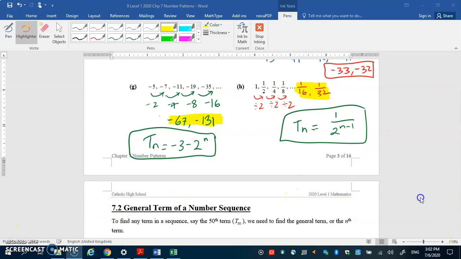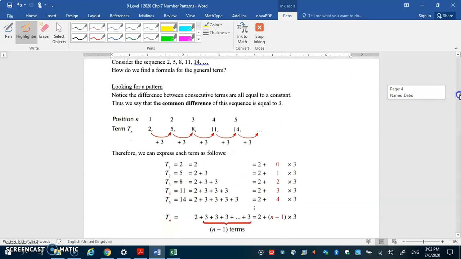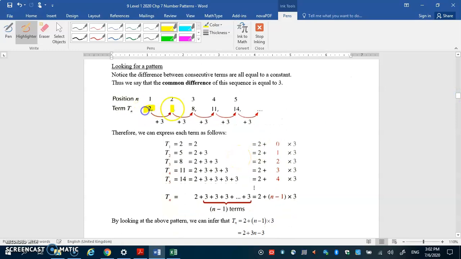Okay, let's go to page 4, which is actually covering the general term of a number sequence. So why do we need to find the general term? So that it's easier for us to find, let's say, the 50th term, or the 100th term, or the 1000th term. Okay, so this is known as the general term or the nth term. And we've already derived the formula, so let's look at this number sequence. Let's say you have 2, 5, 8, 11, and 14. If this is your number sequence, this is T1, T2, T3, T4, and T5.